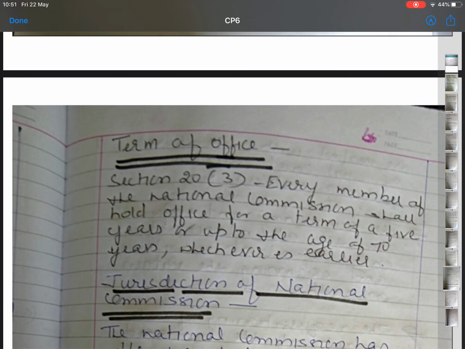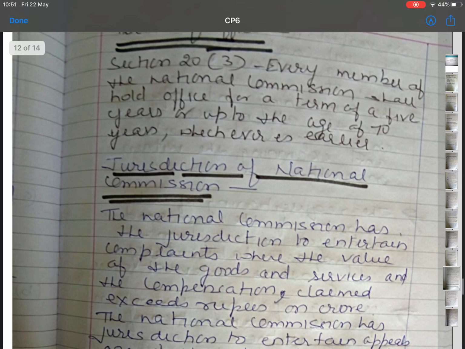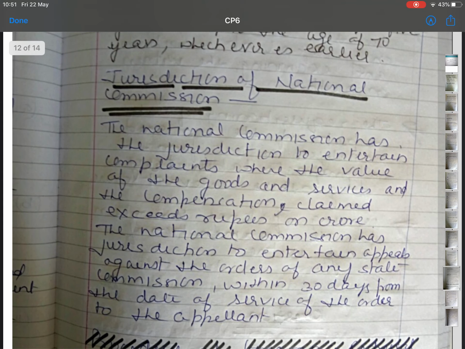Now, the term of office. Section 23 says that every member of the National Commission shall hold office for a term of 5 years or up to the age of 70 years, whichever is earlier. Now, the jurisdiction of the National Commission. The National Commission has jurisdiction to entertain complaints where the value of goods and services and the compensation claimed exceed rupees 1 crore. It also has jurisdiction to entertain appeals against the order of any state commission within 30 days from the date of service of the order to the appellant.